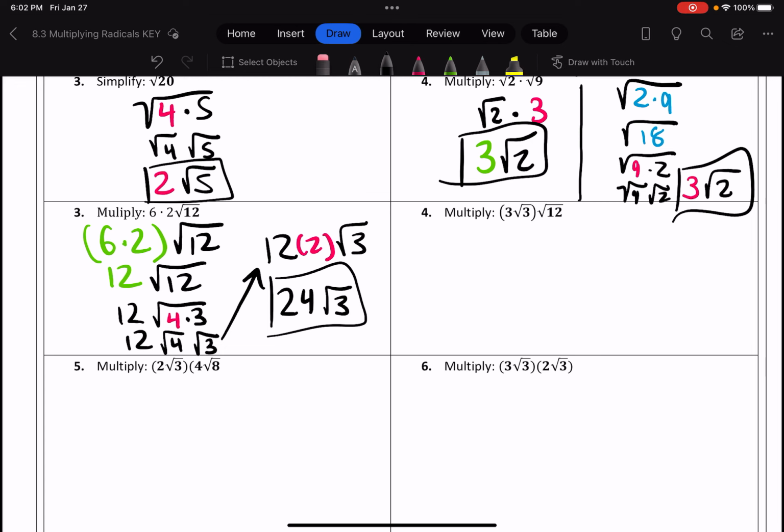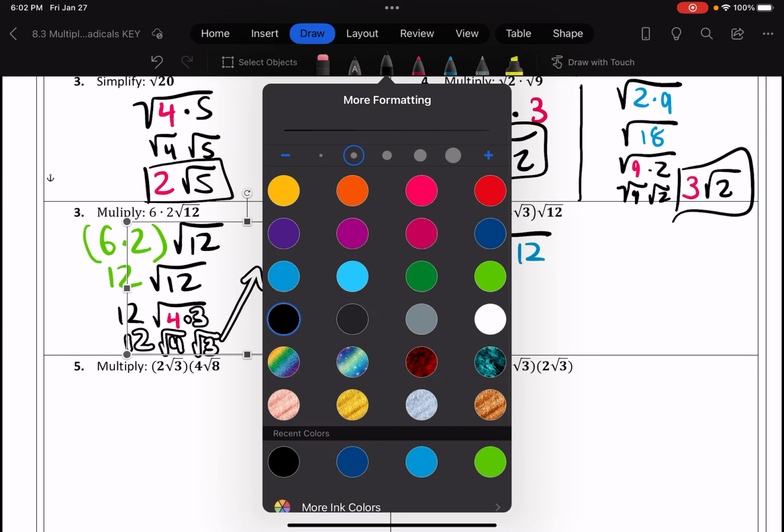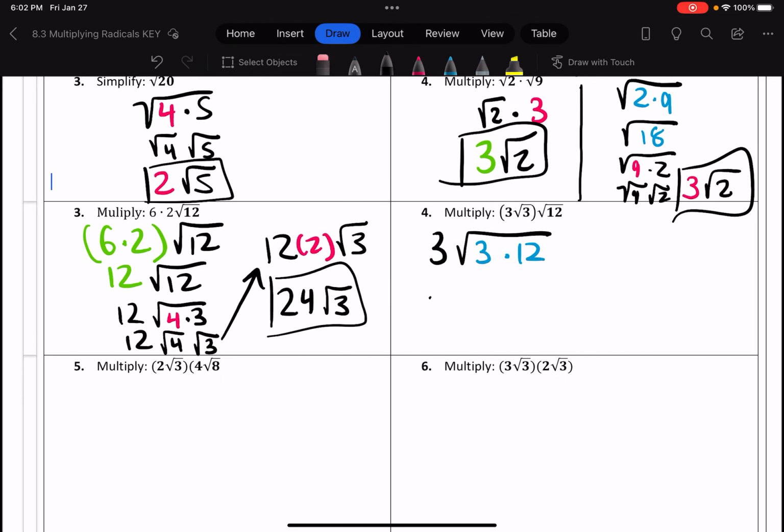We're going to do something similar with number 4, but instead of multiplying our coefficients, we're now going to multiply our radicands because we only have a coefficient on that first term, so we got 3. And we're going to multiply our radicands, so everything underneath the radical symbol, so that's 3 times 12. And I know that 3 times 12 is 36, so that gives me 3 times the square root of 36. And guys, 36 is a perfect square, which is going to give me 3 times 6. And that simplifies to the integer of 18.